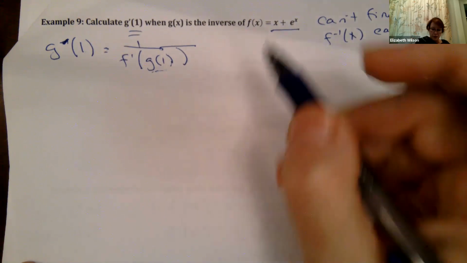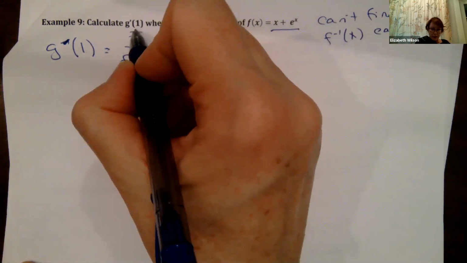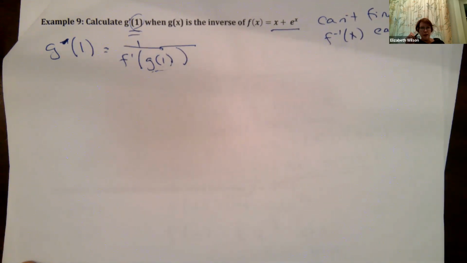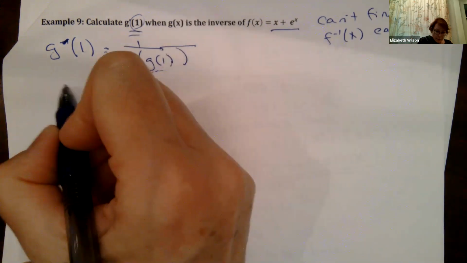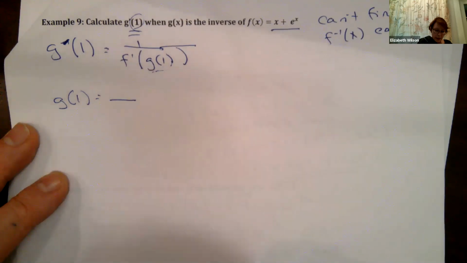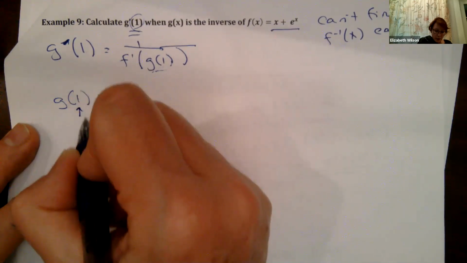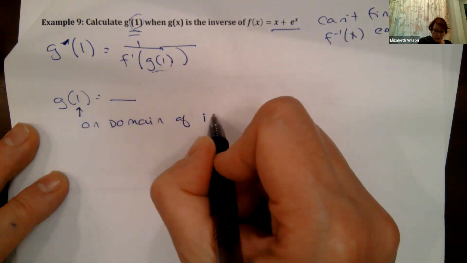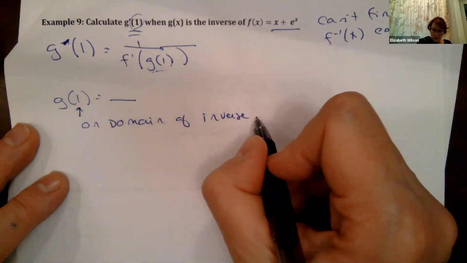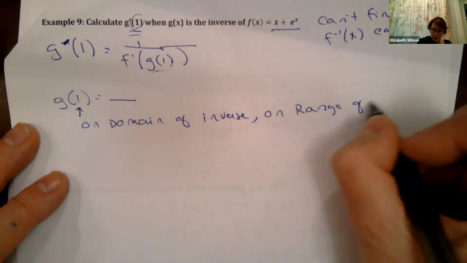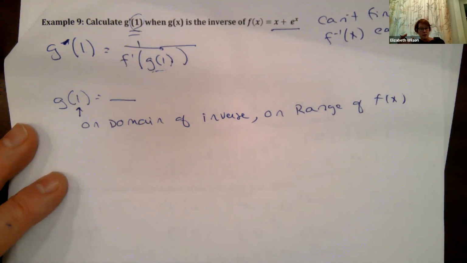There's a trick, watch. So now I had to be given a point. If I can't calculate the inverse, I need to know exactly where I want to calculate that tangent line, okay? So now what I know is this. So g of 1 equals something. We don't know that yet. But 1 here is on the domain of the inverse, which means it's on the range of our function, right? Because remember how we switched the domain and the range.